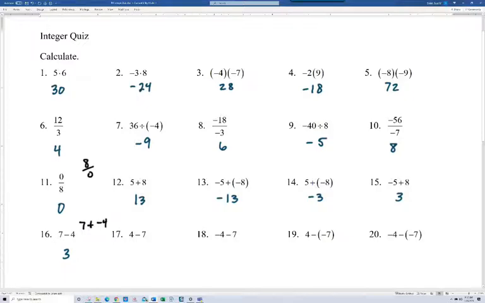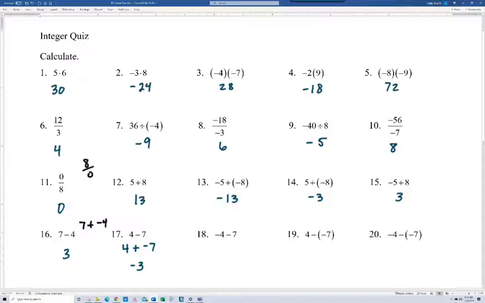And then once we've changed to an addition problem, we use the rules that we were using before. So on number 17, 4 minus 7 becomes 4 plus -7. So the minus becomes a plus, and the 7 becomes a -7. So we're adding the opposite. All right, so 4 and -7, you should get -3. Again, we have opposite signs, so we do 7 minus 4. Again, we're ignoring the signs. 7 minus 4 is 3, and we'll use the sign of the 7.